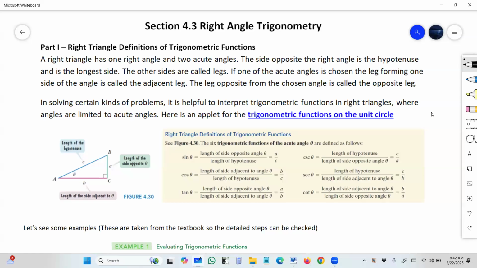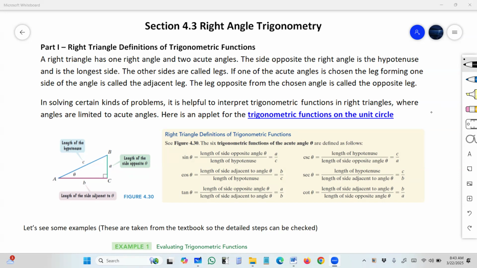Hi, hello everybody. So this is the video dealing with section 4.3, right angle trigonometry. And for this topic, I've divided the section into two videos. The first one is going to be our definitions of the right triangle of these trigonometric functions. And the second one, we'll talk about the applications.